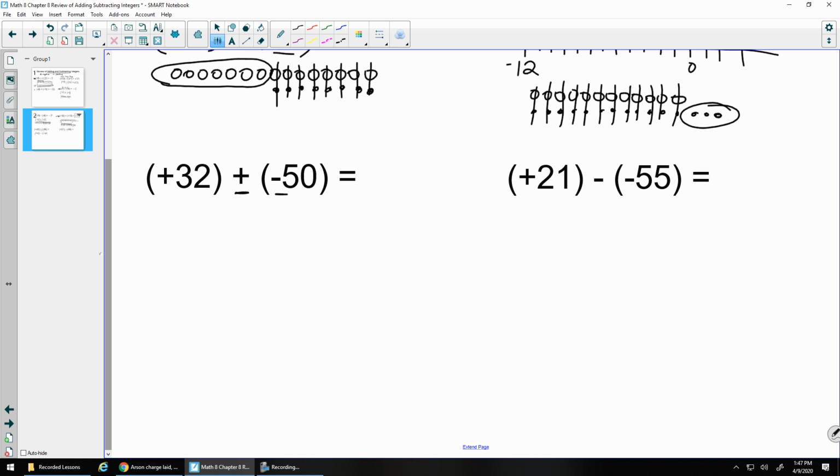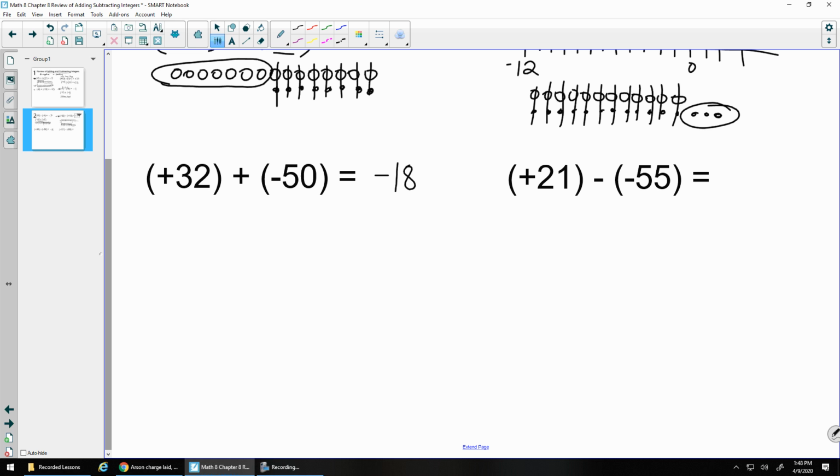So you could draw out integer chips. Some of you might also just be able to do this in your head and think, okay, I'm at 32, I'm going down by 50. Well, if I went down by 32, I would get to 0. So how many more would I need to go down to be down by 50? That's really the difference between 32 and 50, which would bring me down to negative 18.